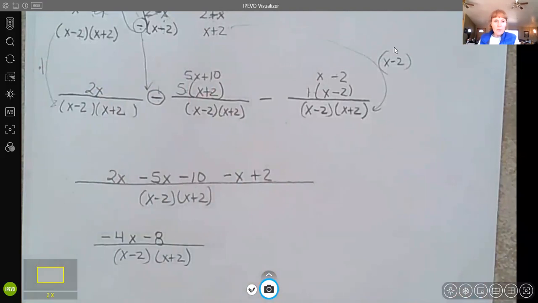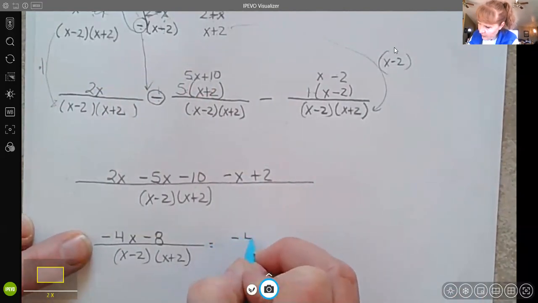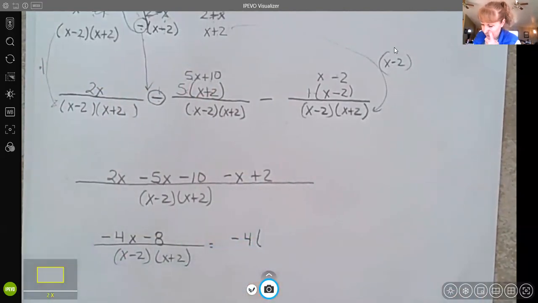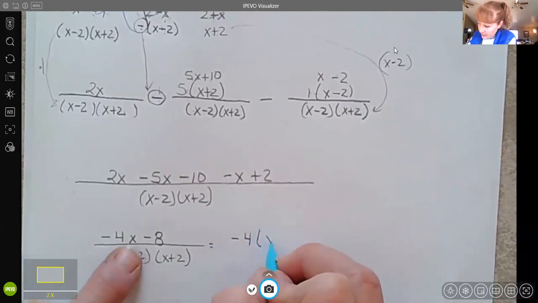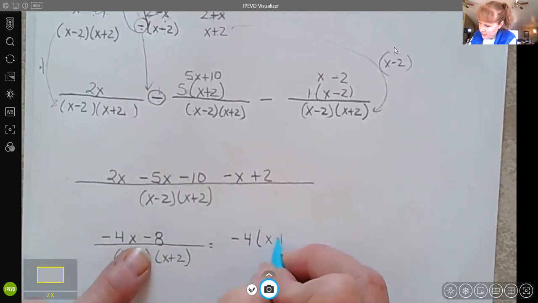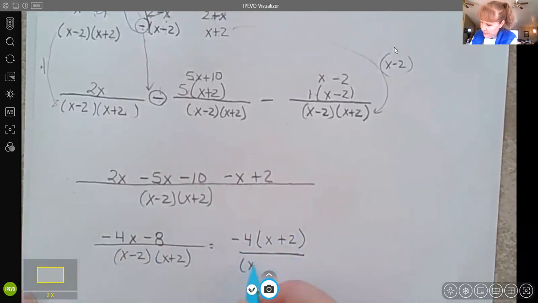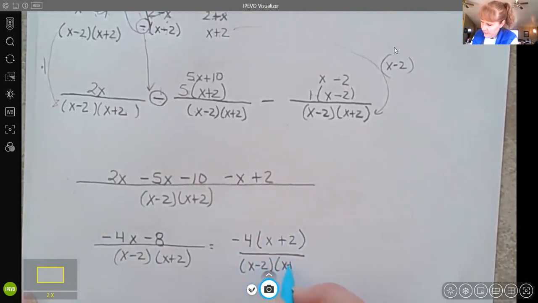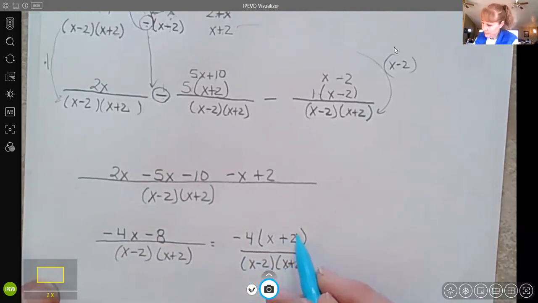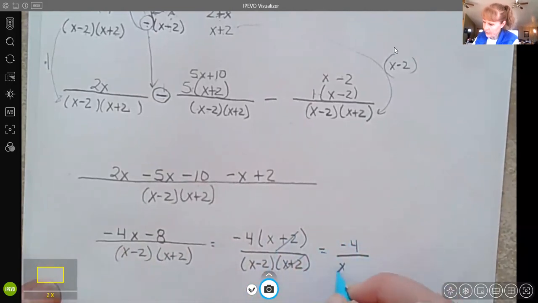Well, let's go ahead and see if we can factor this. Let's take out a minus 4. So we have a leading coefficient that's positive. That leaves us with x, and then negative 4 times a positive 2 is a negative 8. And the x plus 2's cancel. So we have a minus 4 over x minus 2.